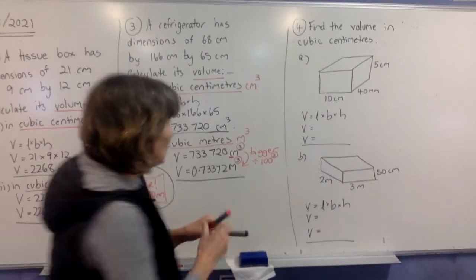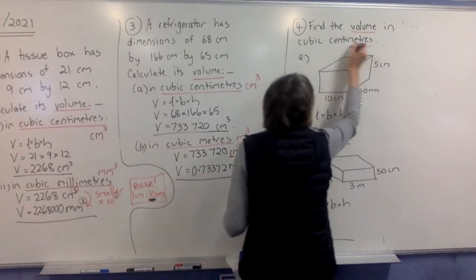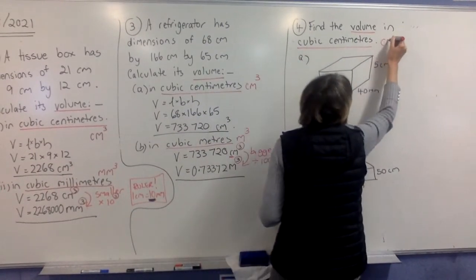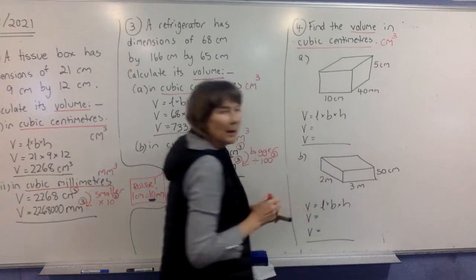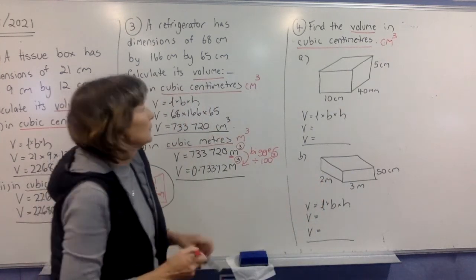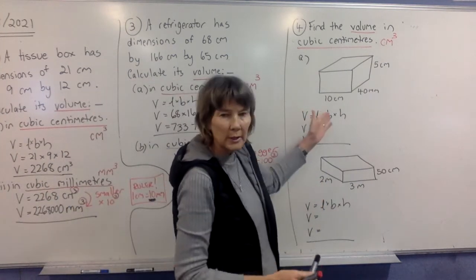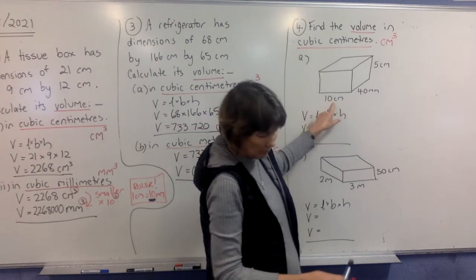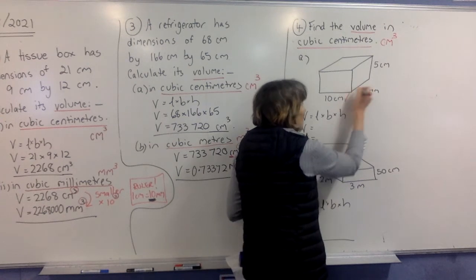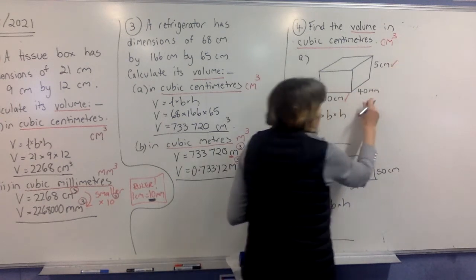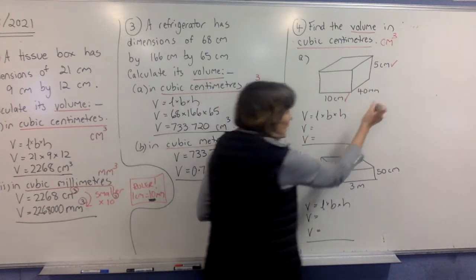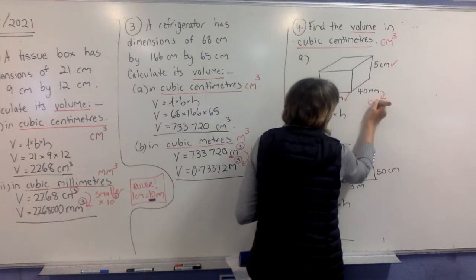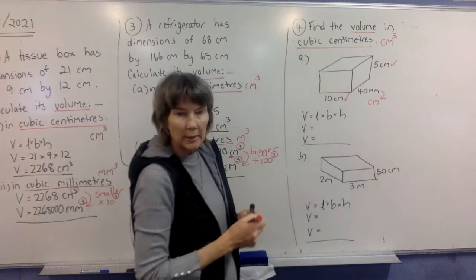So we're finding volume again. This time they want it in cubic centimetres, which looks like that, remember? Now, these ones are trickier. So let's check what they've told us here about this shape. That's in centimetres, so that's good. That's in centimetres, so that's good. That's not in centimetres, so we have to change that. Before we start, that has to be changed into centimetres.